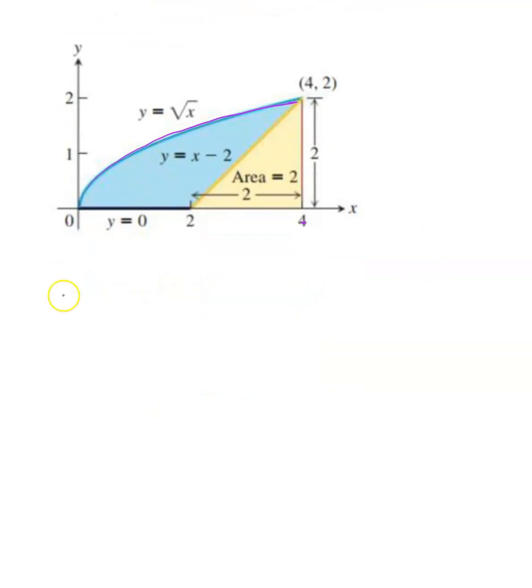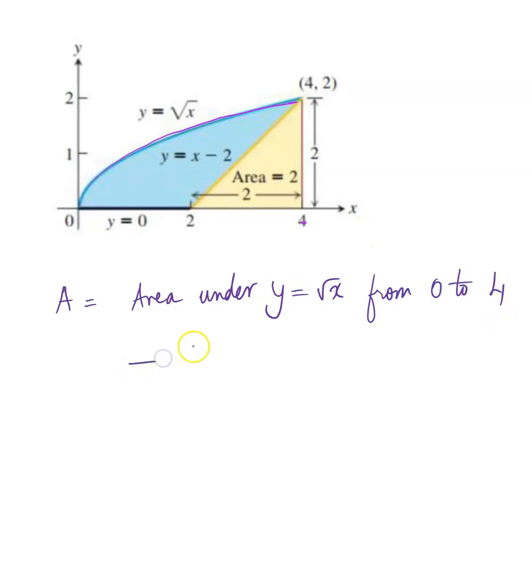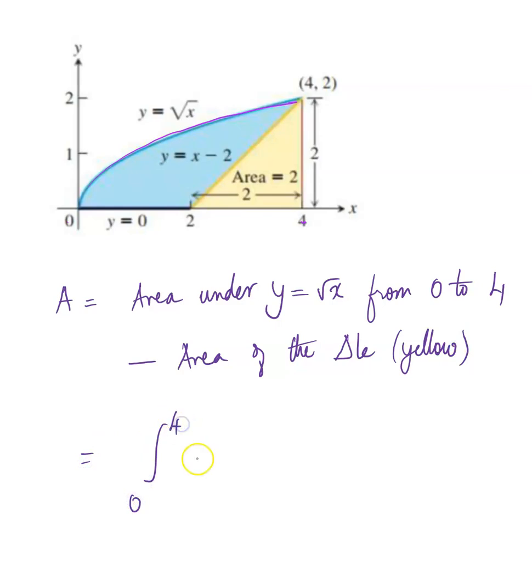Okay, so that's going to be area under y equals square root of x from 0 to 4, all the way, minus area of the triangle, the yellow region. That's our focus here. So area under the curve would be very straightforward. 0 to 4, square root of x, because that's the one thing that goes all the way, 0 to 4 dx, minus area of the triangle, which is half times base times height.